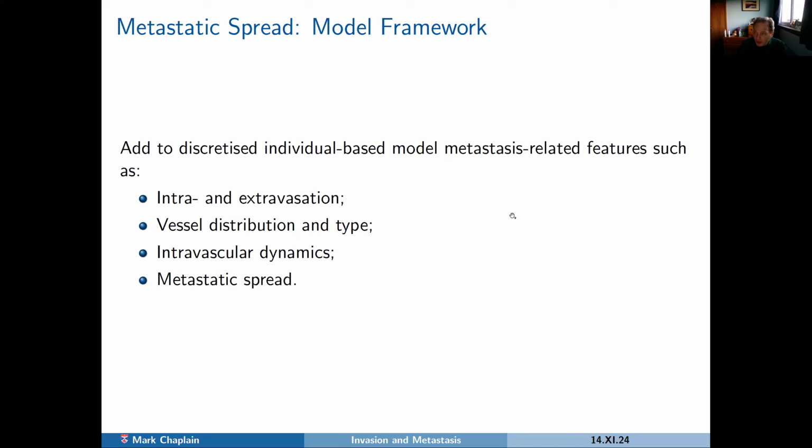So then we have to add these additional features into the model. We have the basic invasion model, but we have to add in intravasation and extravasation. We have to add in some blood vessels. We have to look at what happens in the blood system as the cancer cells are put through the blood system. And then we have to add in the metastatic spread. And all that's essentially done by probabilities.